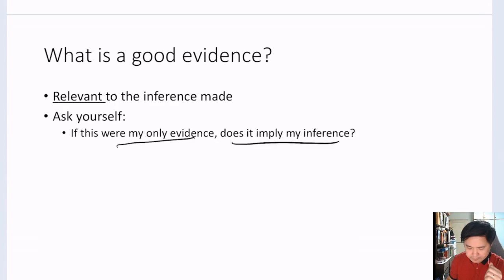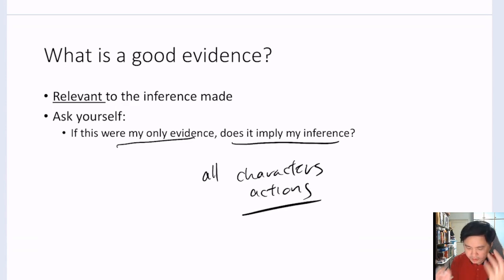That means you must have all the necessary characters inside the evidence, all the characters, all the actions. If not, that means your inference is wrong. So your inference can only be based on the evidence that you write down in your answer.